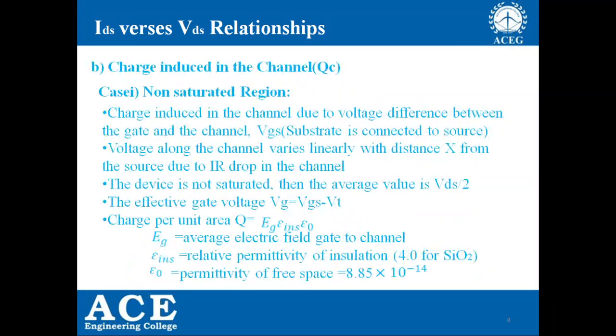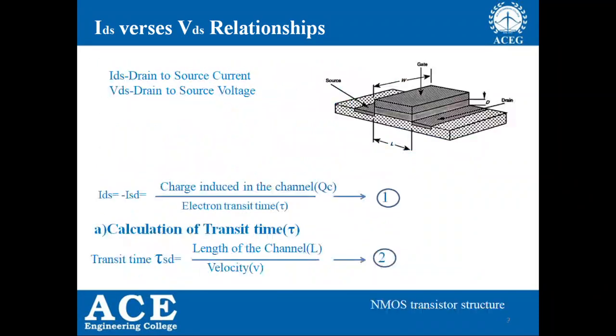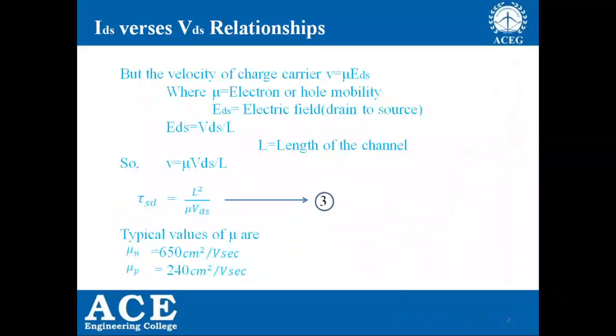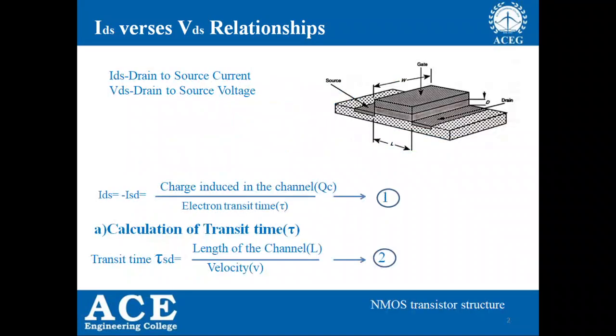And now, as we see from equation number 1, in order to calculate the IDS value, we need to calculate the charge induced, that means QC, and the electron transit time. We have the electron transit time tau SD from equation number 3, but now we need to calculate the numerator value, that means the charge induced in the channel, QC.